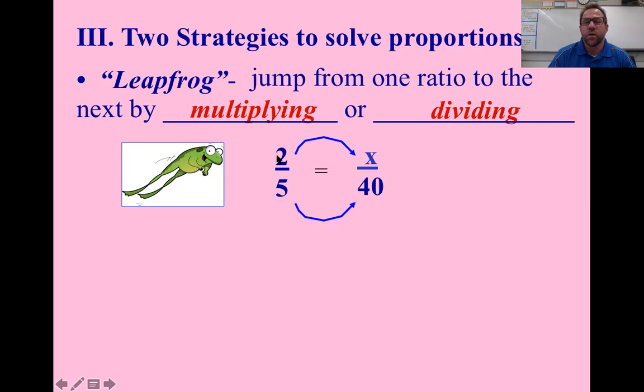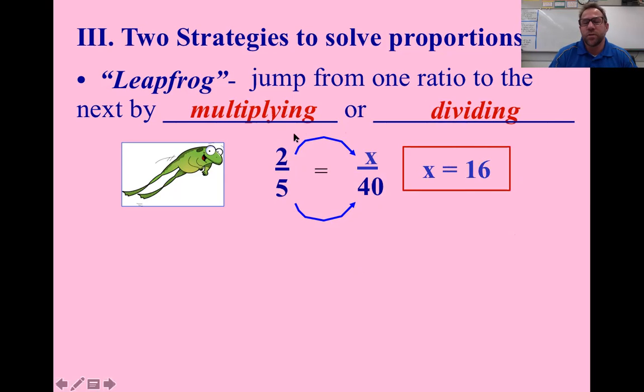Over here, I'm going to do the same thing. Whatever you do to the bottom of a fraction, you have to do to the top of the fraction. So 5 times 8 is 40, so 2 times 8 is going to be 16. I leapfrogged, going from here to here. Now I'm going to show you another strategy.